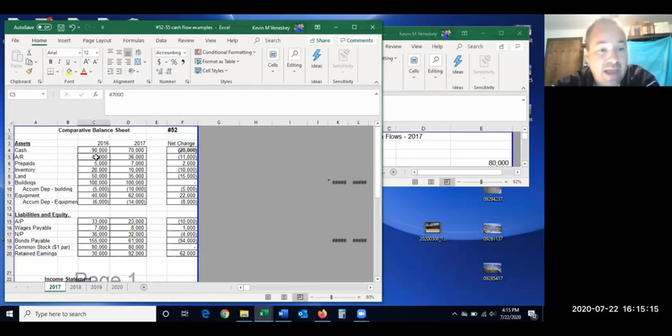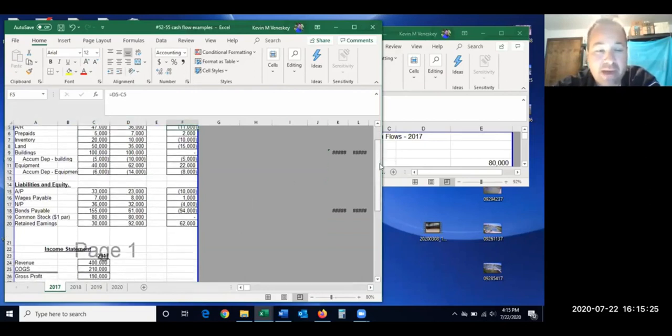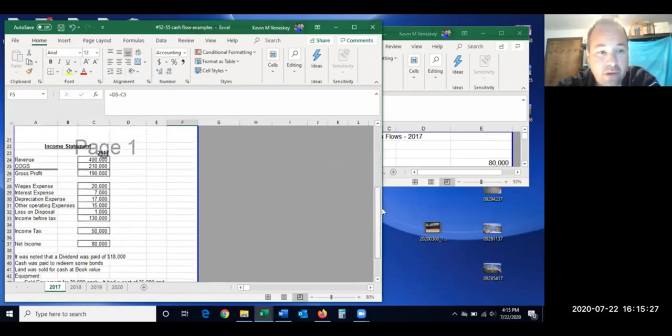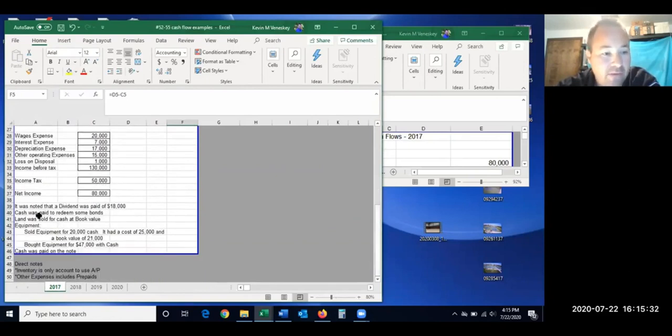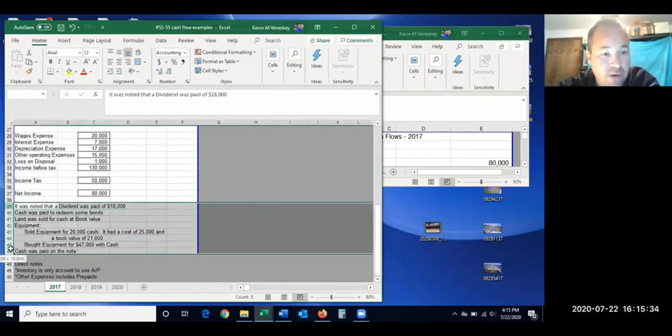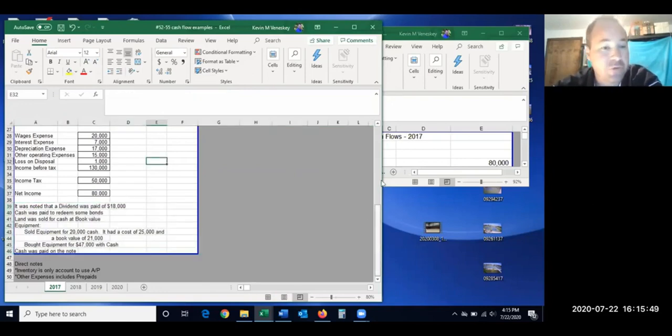So here, the AR went from 47 last year down to 36 this year. So there was a net change of $11,000. And I did that for all of the balance sheet items. And then down below, we have our income statement. And then finally, we have our notes. And these are the primary notes. We'll get down here to the direct method notes in a little bit. But these are the primary notes we're going to use to do the indirect method for the investing and the finance. All right, so let's just get into it.